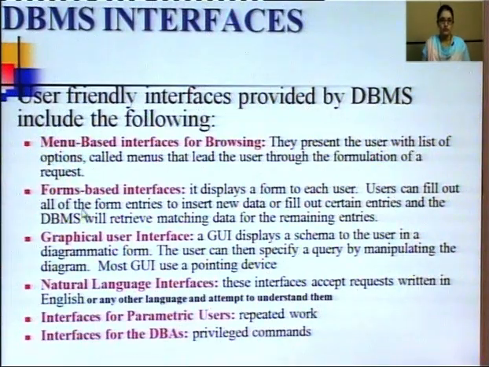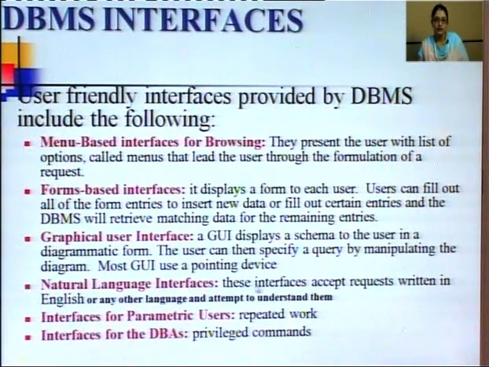Users can fill those forms, entries to insert the new data or fill certain entries, and the DBMS will retrieve matching data for those remaining entries. Next are the graphical user interfaces. It is a schema to the user. In diagrammatic form, the user can specify a query by manipulating the diagram. Most graphical user interfaces use a pointing device, for example a mouse.